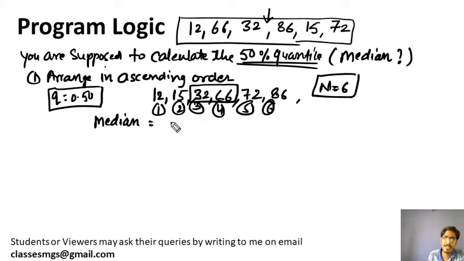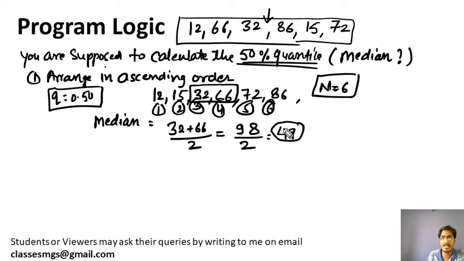So what will be the median here? 32 plus 66 divided by 2, that will be 98 divided by 2, that will be 49. So 49 is the value, that is the median. This is the problem solution for finding the 50% quantile.